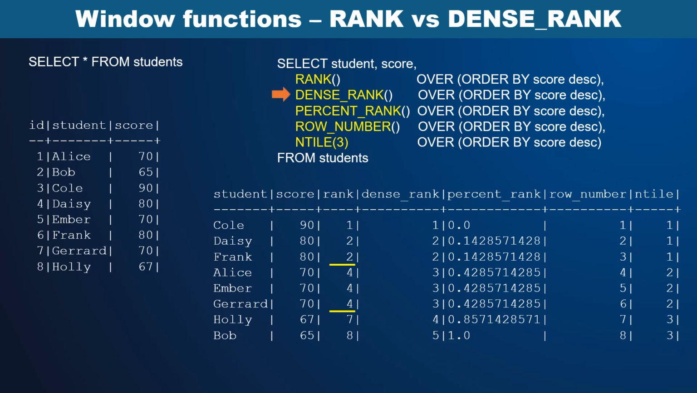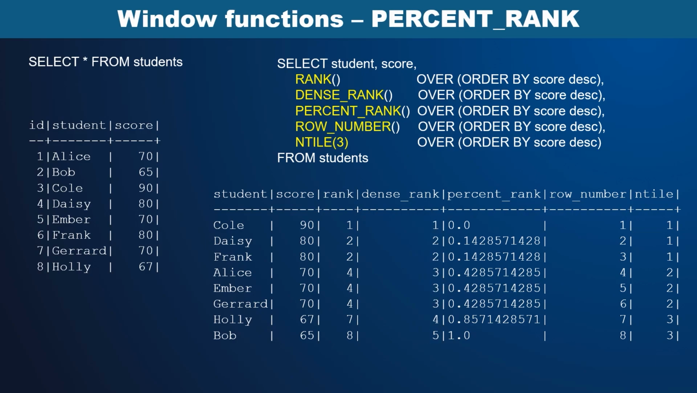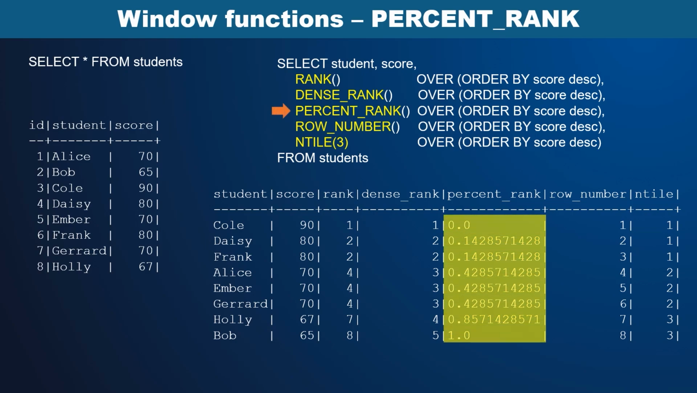It is similar to the rank function. All students with the same score will get the same rank. But it does not leave any gaps in the ranking. It treats the ranks as continuous numbers. Moving on to the next, it's the percent rank function. Percent rank is a window function that returns the percentage distribution of a value. For example, Daisy and Frank, two students with a score of 80, belong to the top 14% of the class.